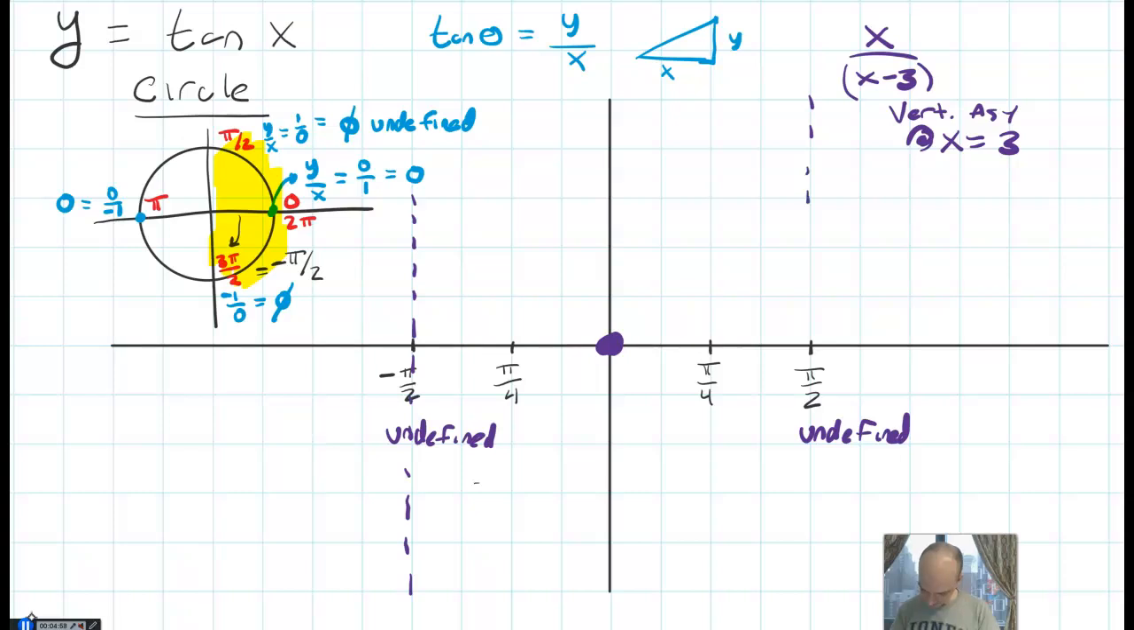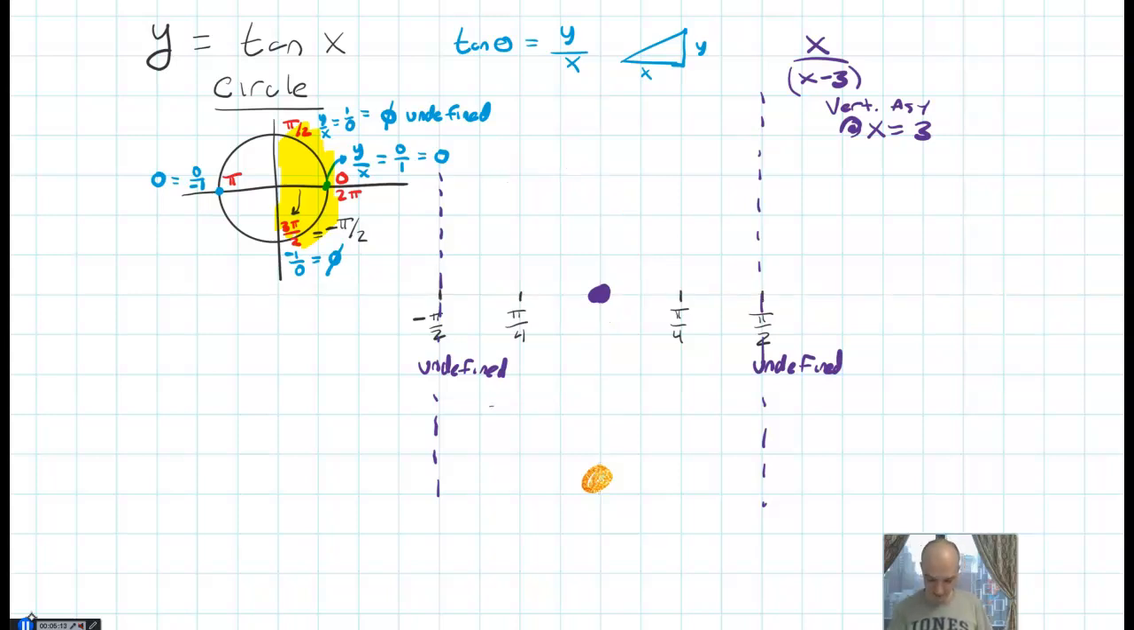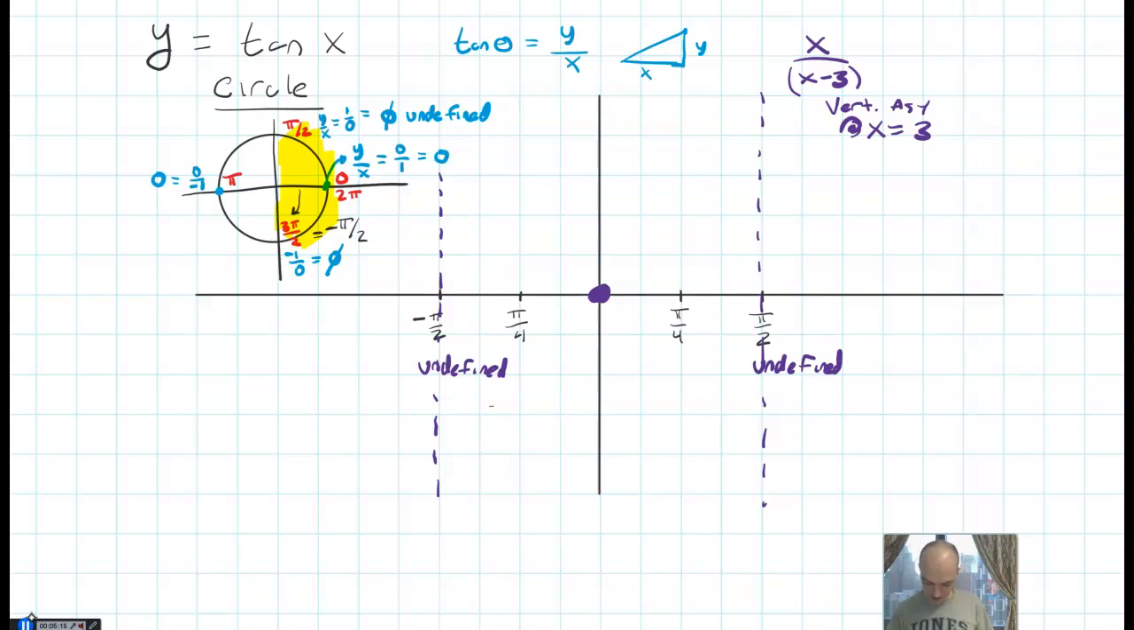And positive pi over 2. So we're starting to build this graph of tangent, right? We've got some asymptotes, we've got some zeros. At this point, we still don't really know what could go on in between here. We have literally not enough data, right?